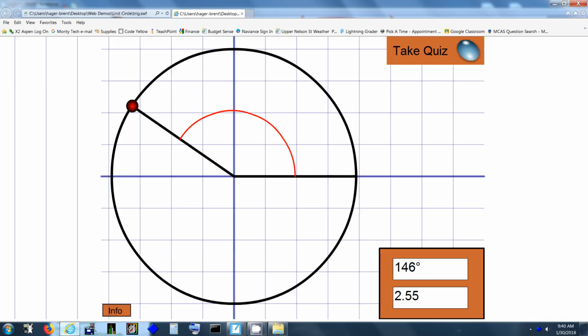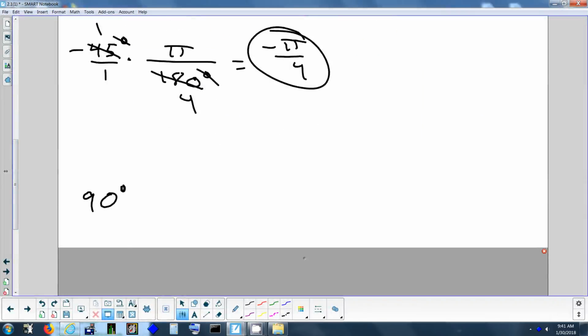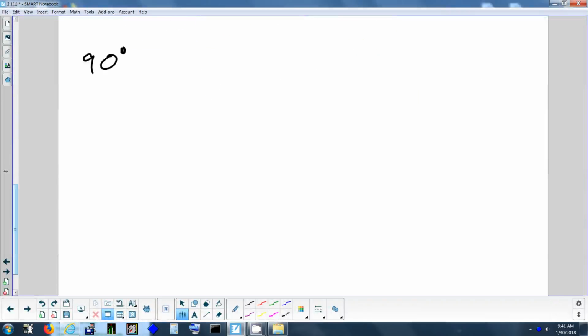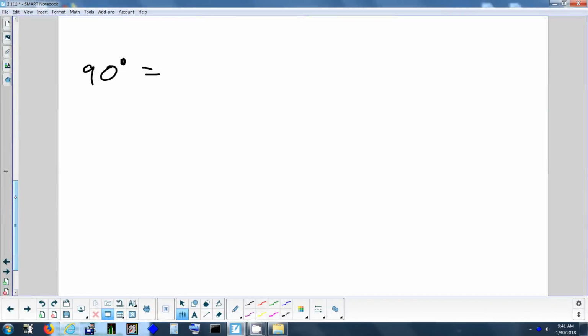Notice if you check it on the calculator, let's see, negative 45, doesn't write it as a decimal, negative pi over 4. 90, I'm going to skip over that one. If you wanted to do it, that would be pi over 2. If you want to try it and practice later.